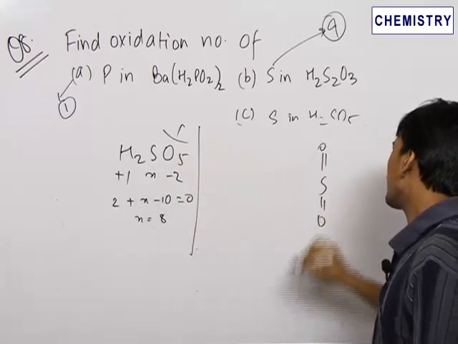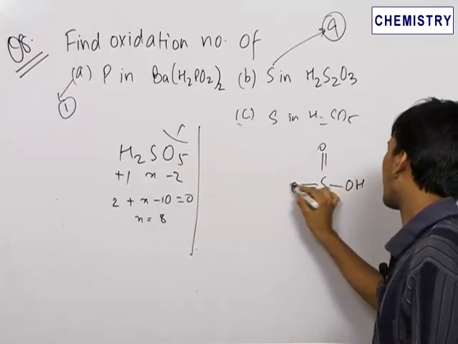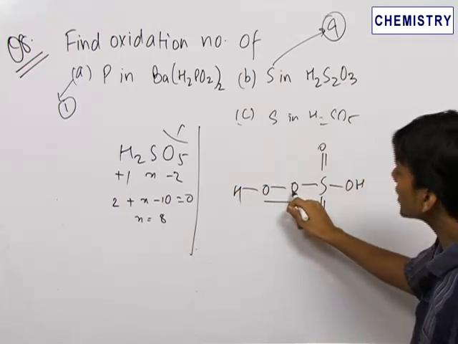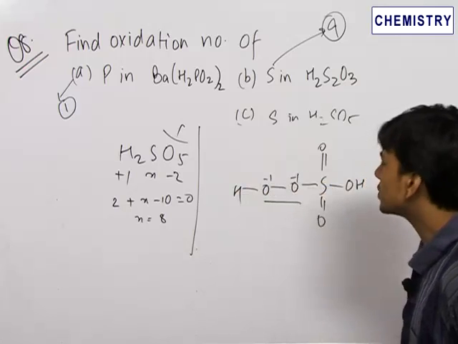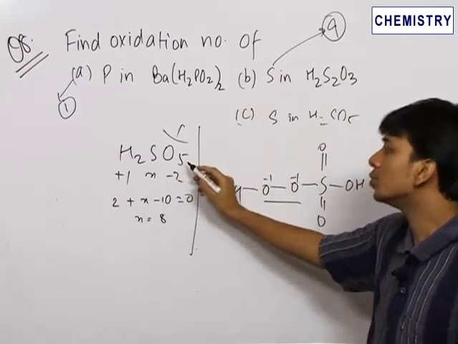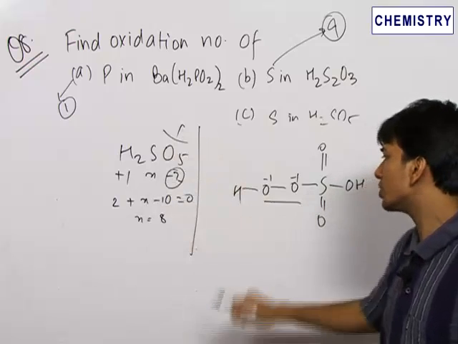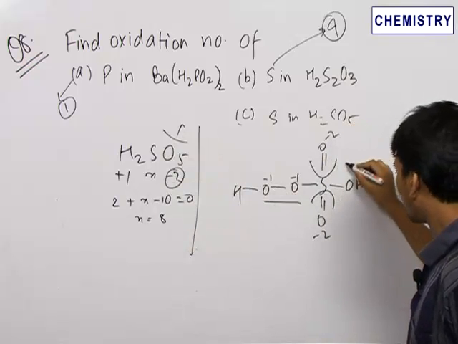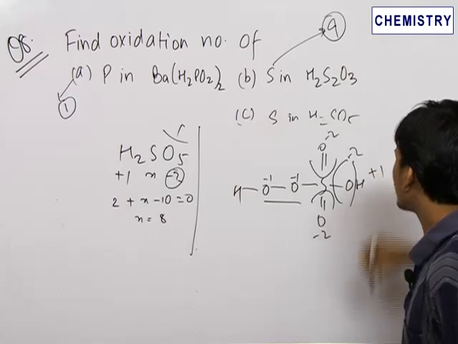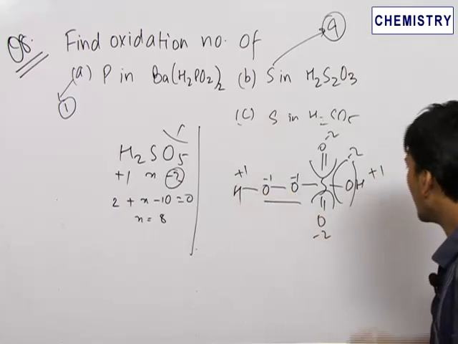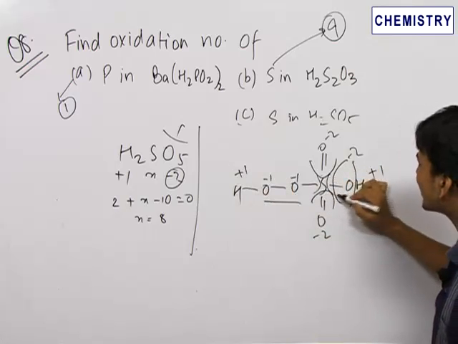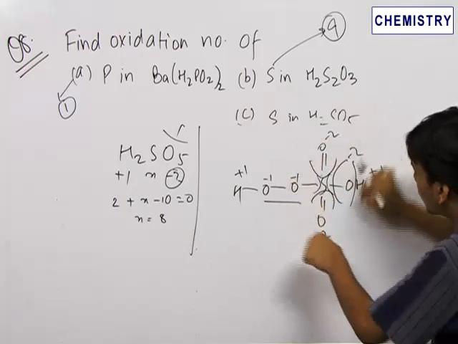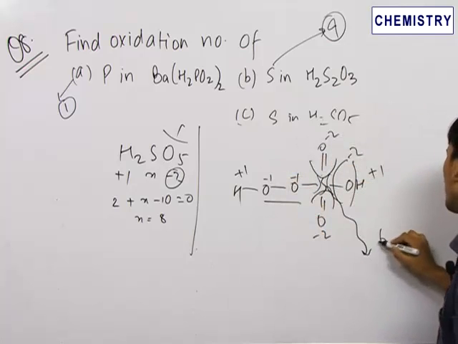The figure of H2SO5 is like this. It has a peroxide linkage due to which the oxidation number of each of the oxygen atoms in it is minus 1. So the mistake which we made over here was that we assumed the oxidation number of each of the oxygen atoms to be minus 2, which is actually not the case. The oxidation number of this oxygen is minus 2, of this oxygen is minus 2, of this oxygen is also minus 2, the oxidation number of this hydrogen is plus 1, this hydrogen is plus 1. Now this sulfur has lost all its 6 electrons of the outermost shell to its neighboring atoms due to the greater electronegativity of the surrounding atoms. Therefore the oxidation number of sulfur becomes plus 6.